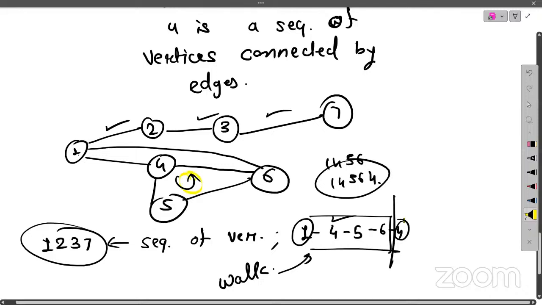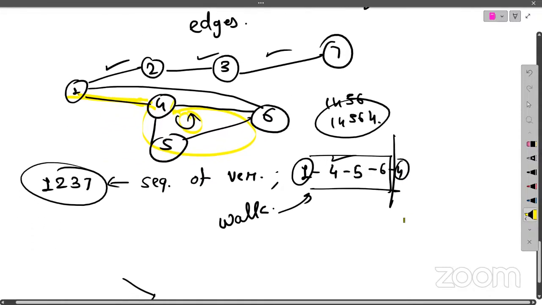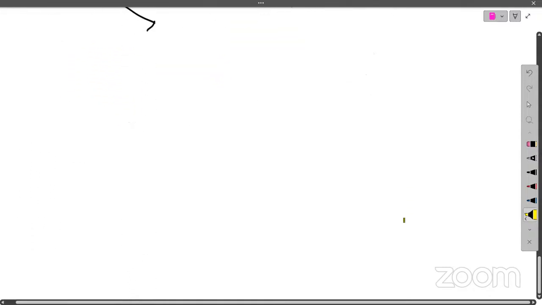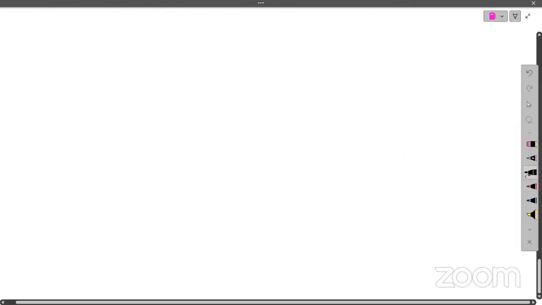If I just want to reach from 1 to 4, I can just use the single edge. I don't have to reach here and then go around the cycle and reach here again. So that's the meaning. In a path, we generally do not repeat the vertex, because such a scenario means taking one cycle somewhere. That's why in a path, we do not repeat a vertex. In a walk, we can repeat a vertex. Ma'am, in a walk we can repeat? Yeah, sure.